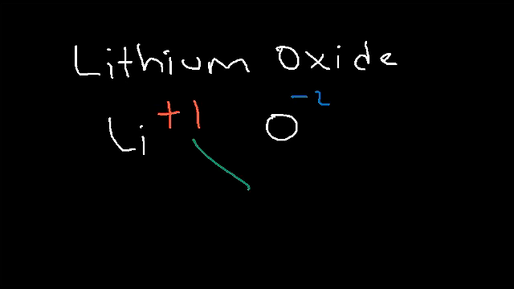You can use a crisscross method, where the charge is going to become a subscript. So the charge on lithium will become the subscript of oxygen, and the charge on oxygen will become the subscript of lithium. And you can ignore any negative charges, because the subscripts will always be positive. So the formula is going to be Li2O1.